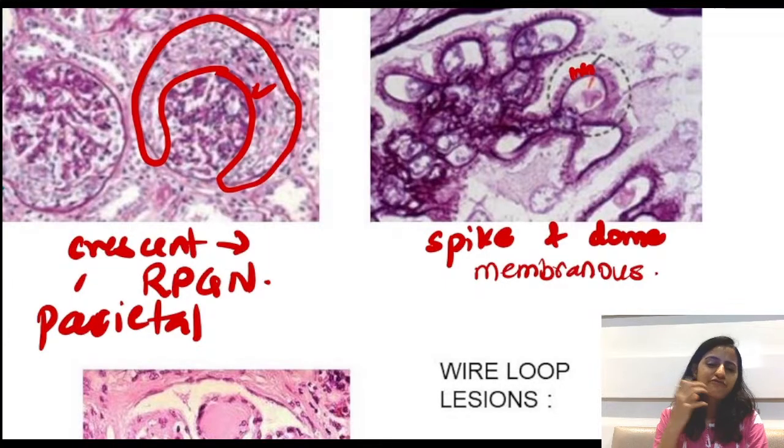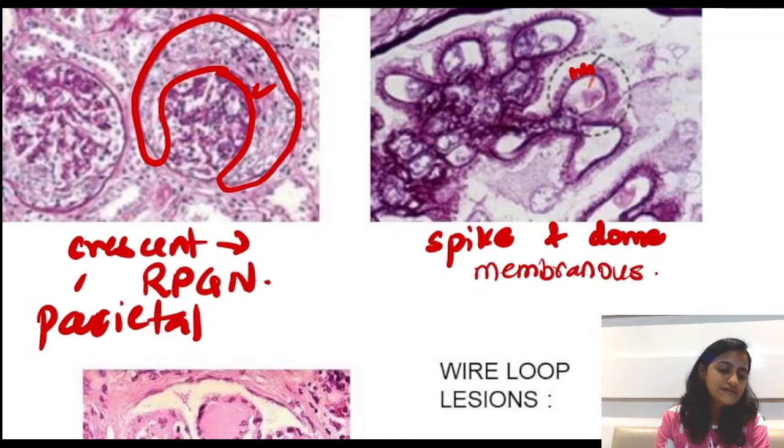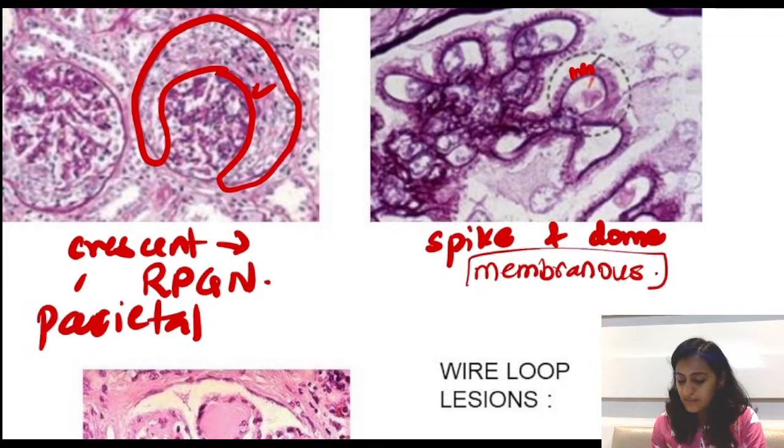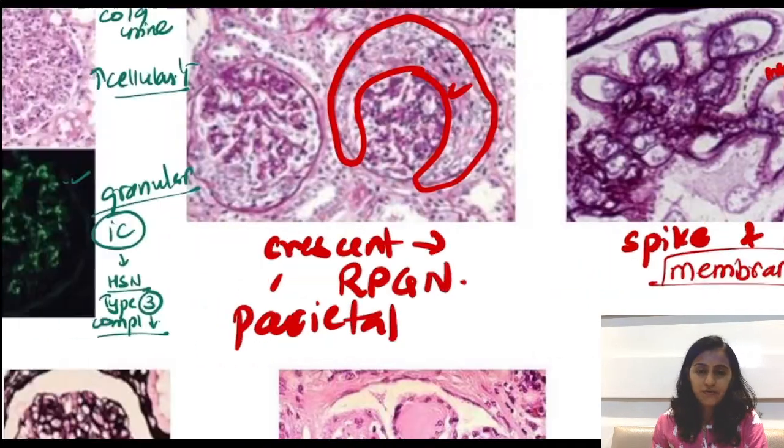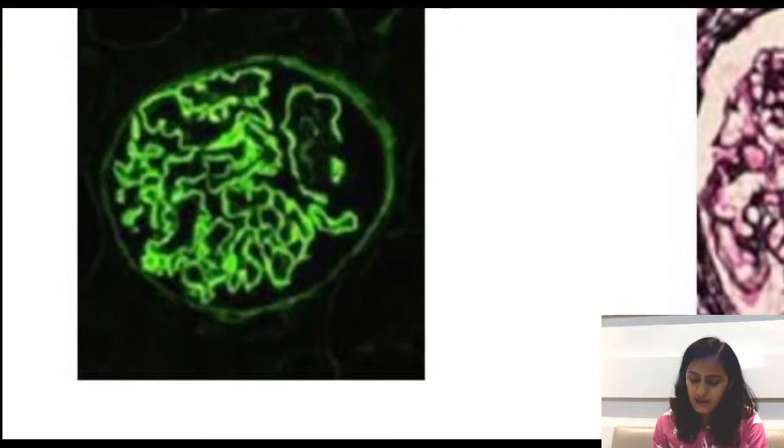Adults with history of cancer, right? It is like the acquired form common in adults. So this is the spike and dome pattern which is seen in membranous nephropathy. Okay. Next one. Look at this one. This is very, very important.